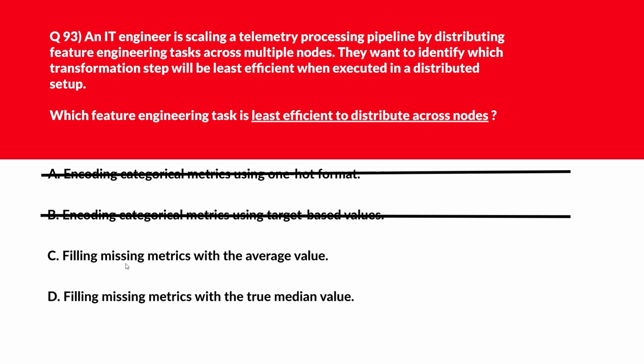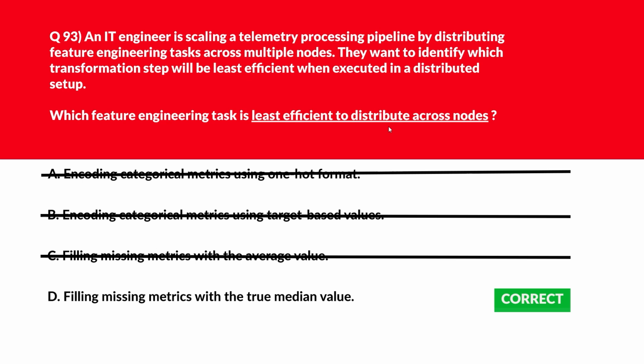We'll move to now option C. C says filling missing matrix with the average value. Mean imputation is efficient due to simple aggregation. So this is incorrect. Now let's move to the last option. It says filling missing matrix with the true median value. Median calculation requires sorting and global coordination, which slows distribution. So therefore, this is the right answer because we are looking for the least efficient to distribute across nodes.